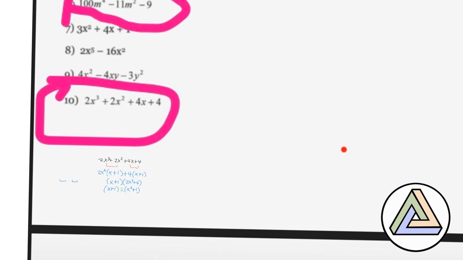Now, it's kind of awkward to have the 2 in between these. Let's have the 2 out front, and then we will call it a day because there's nothing else we could do with this. All right. That is all she wrote.